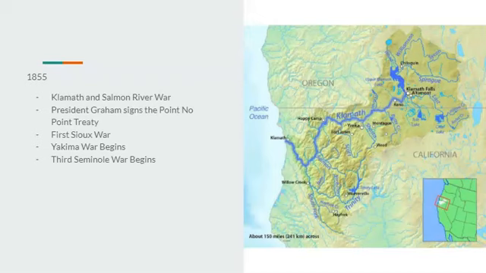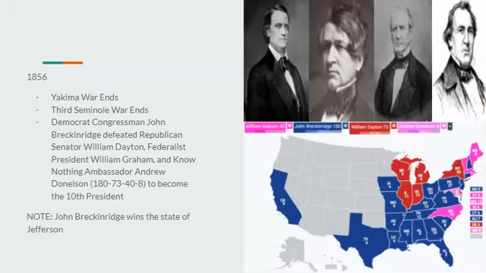The Klamath-Salmon River War would occur, which is another, hey, give me your territory kind of war. And President Graham would sign the Point-No-Point Treaty, getting that land. The First Sioux War, the Yakima War, as well as the Third Seminole War would begin in 1855, excuse me. Going on to 1856, the Yakima War would end, as well as the Third Seminole War.